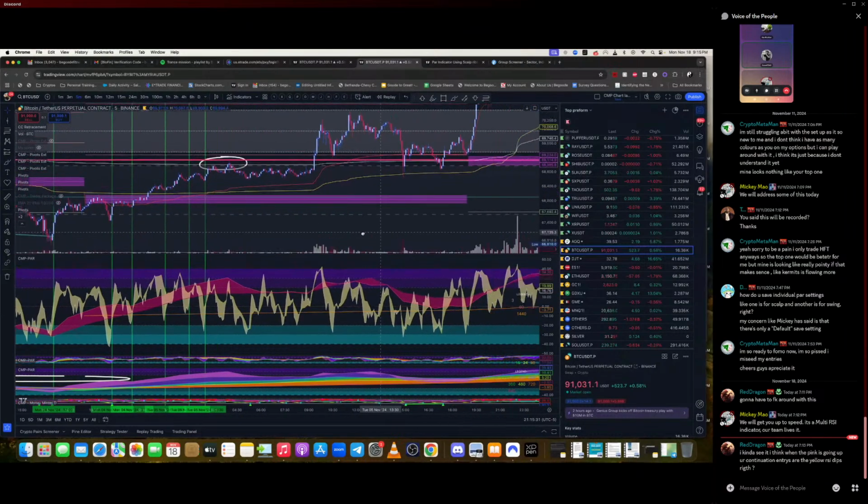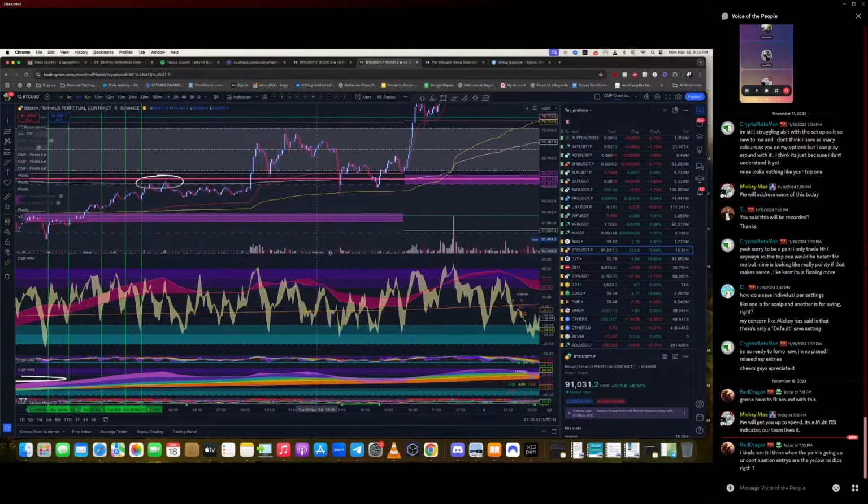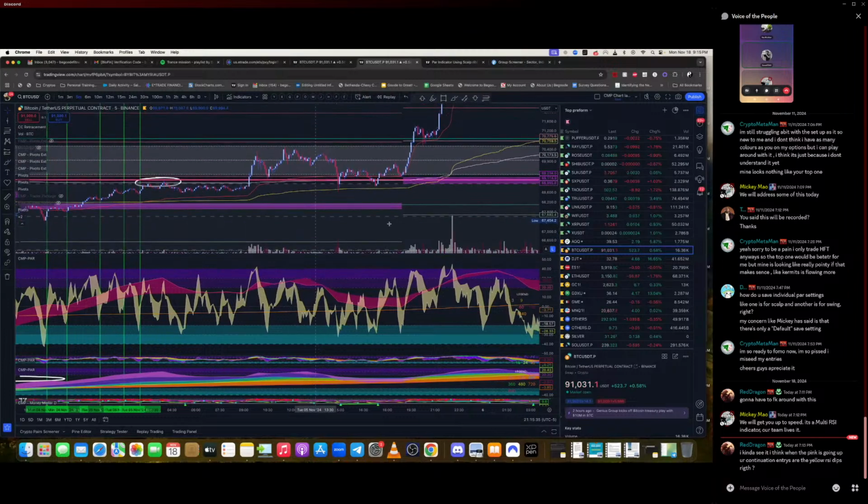Okay, so I got a question from Red Dragon now. He thinks he sees that when the pink is going up, your continuation entries are the yellow RSI dips, right? Yep, that is exactly correct. And if it's a bull div or a hidden bull div, then it's even a stronger reason. Do you want to draw it out, or are you going to go into that here?